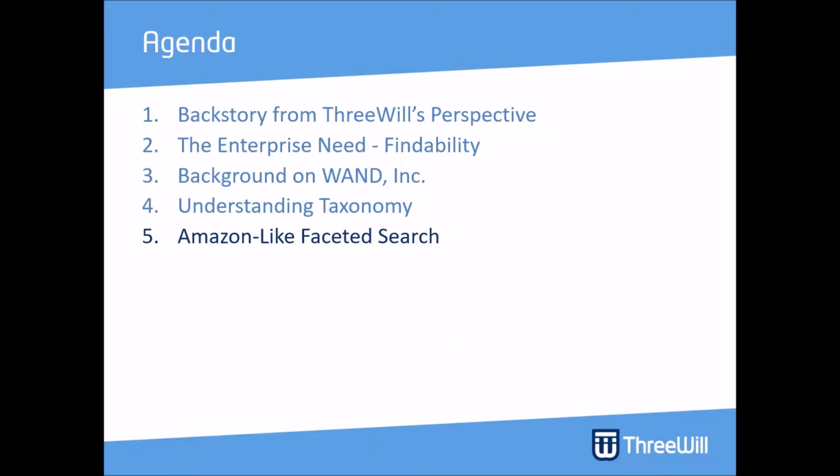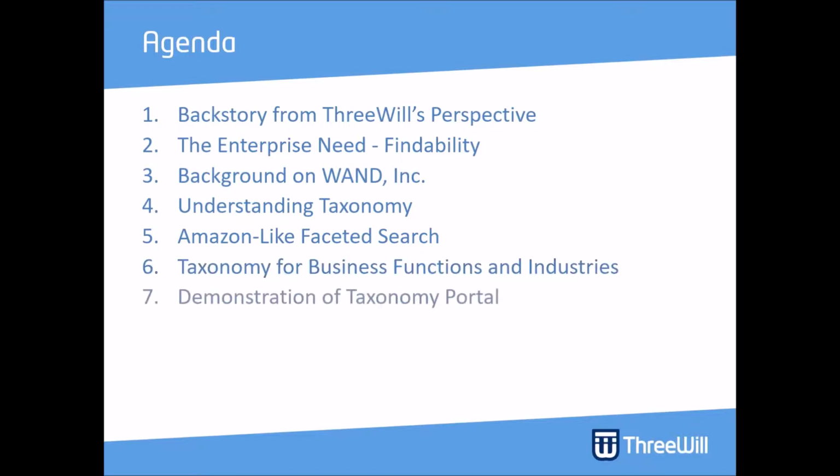Then we're looking at trying to create something like Amazon-like faceted search. The next time you go look for a new pair of shoes within Amazon, it's amazing how quickly you can narrow it down to the correct ones. So we wanted to ask, how can we do something similar with the content that we have on our intranets inside of SharePoint? Then he's going to share a little bit about the business functions and industries, the different taxonomies for those. And then I asked him to do a demonstration of their taxonomy portal.